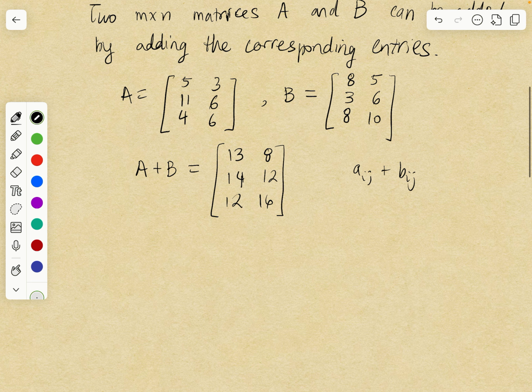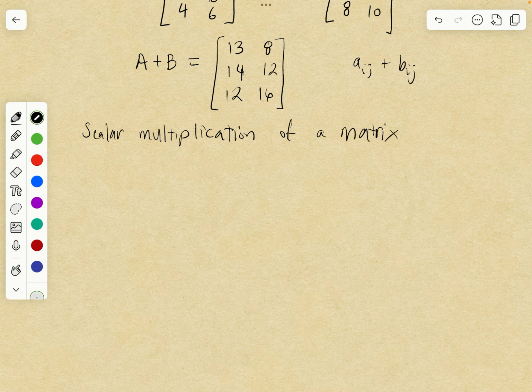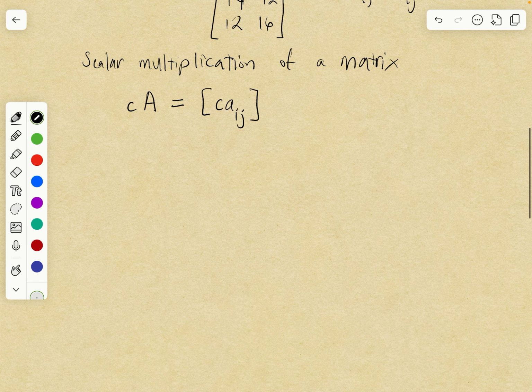And you can also take a scalar multiple, that is, scalar multiplication of a matrix. That's also easy. If you have a matrix A and a scalar C, then you can define this new matrix C times A, which is going to be the matrix where the ij entry is formed by taking the ij entry of A and then multiplying by C.